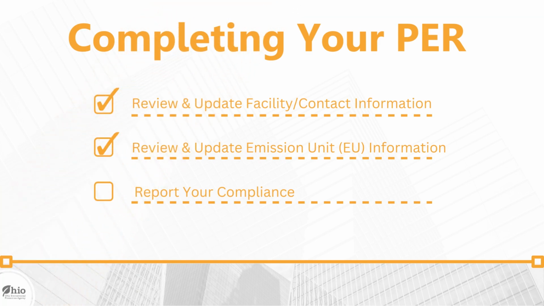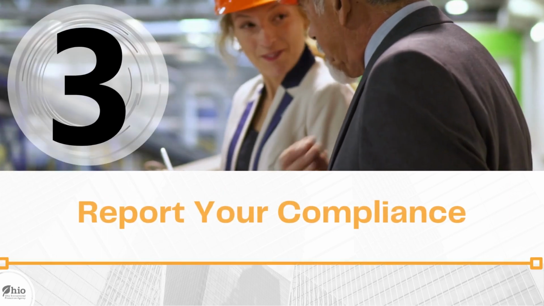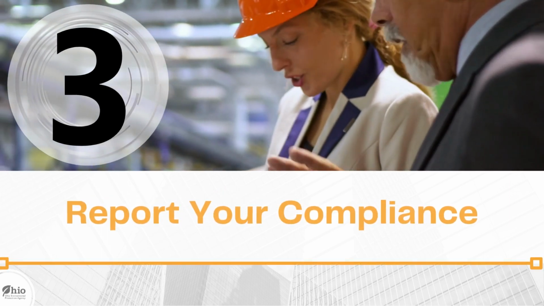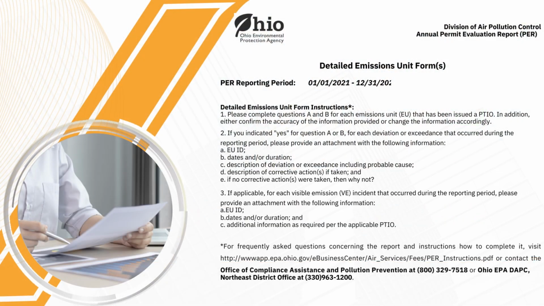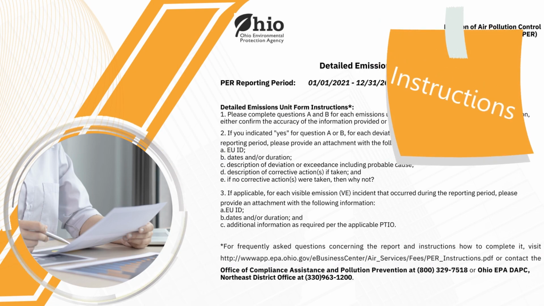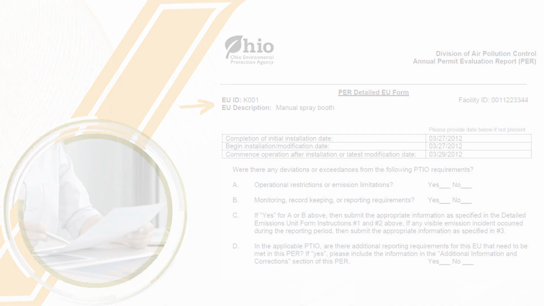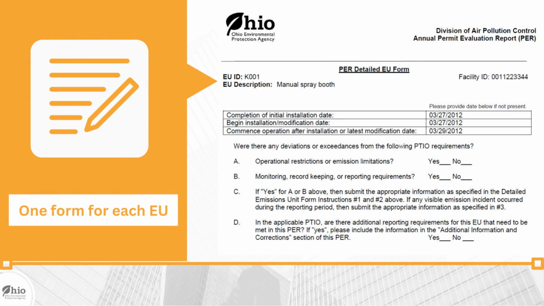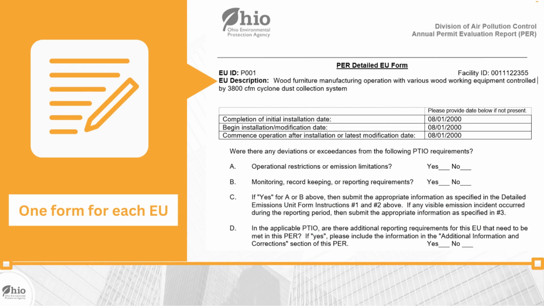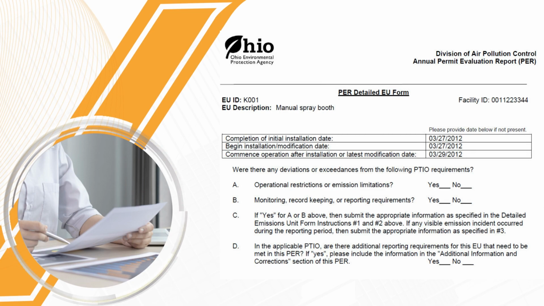In addition to letting Ohio EPA know if anything's changed at your facility, the PER also requires you to report your compliance with your air permit. The next page of the PER provides instructions on completing the final section, which is self-reporting your compliance. We'll discuss this section in more detail. The last section of the PER is the detailed emission unit form. The purpose of this form is to let Ohio EPA know if you followed your air permit requirements for that emission unit. If you have more than one emission unit included in your air permit, you will have a separate detailed emission unit form for each emission unit, but the process for completing each form is exactly the same.